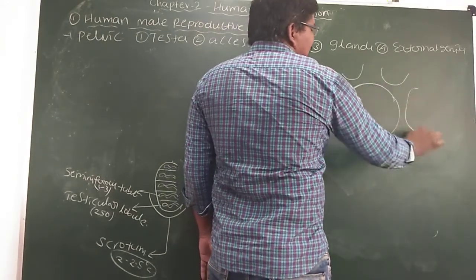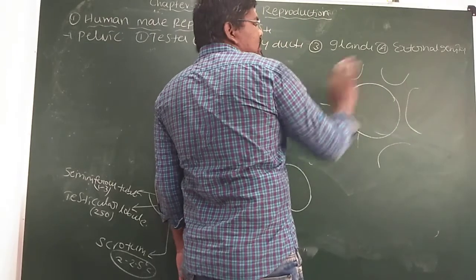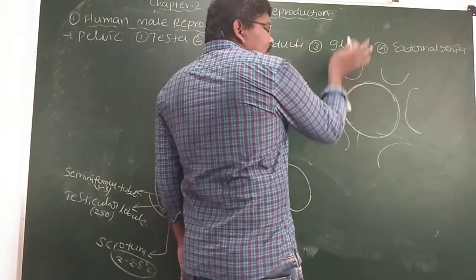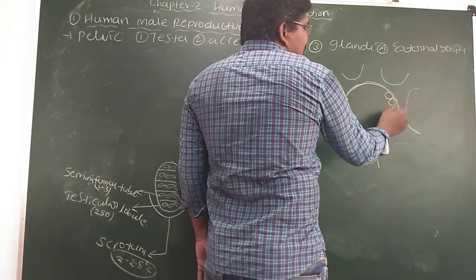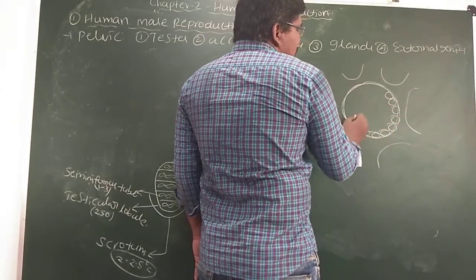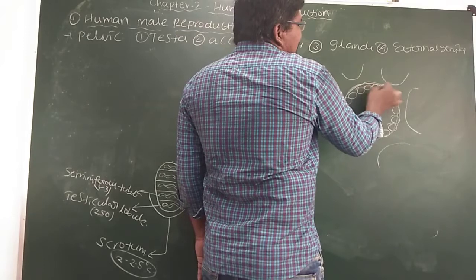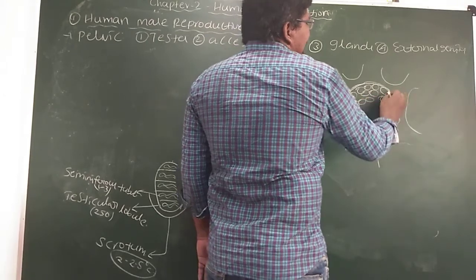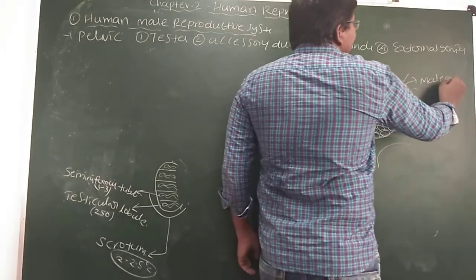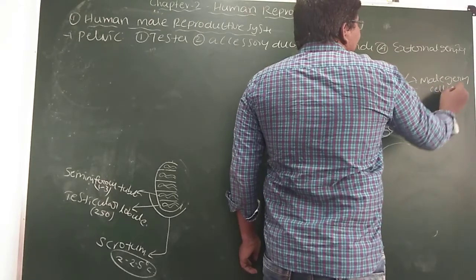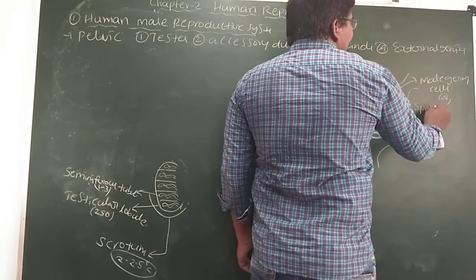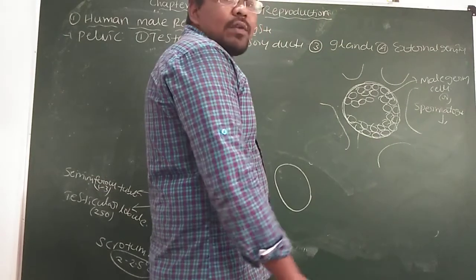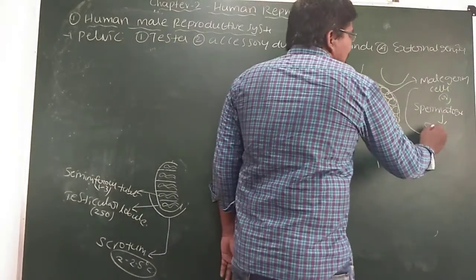These are surrounding seminiferous tubules, but no need to see them. We will focus on this seminiferous tubule. If you cut the seminiferous tubule, it contains two types of cells. What are they? Number 1, male germ cells or spermatogonia. These male germ cells are also called spermatogonia. What is their function? They are involved in the process of spermatogenesis and form the sperms.